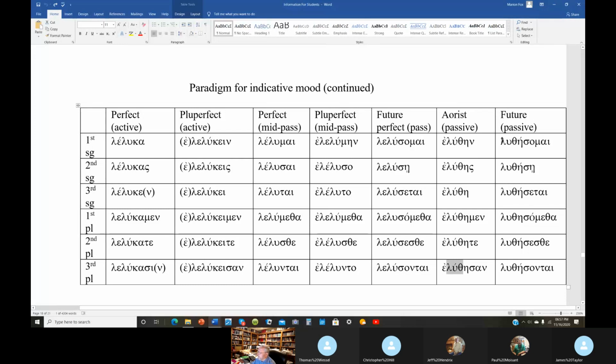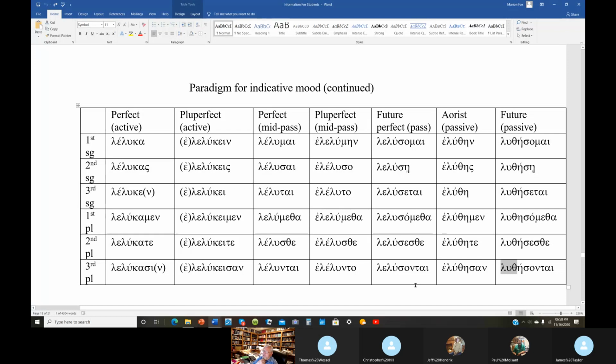All right, let's take our stem, lu. There's your stem. And so we have luso, that's future passive. And we take our stem, we have lusē, and take our stem, lusetai, take our stem and put lusometha, and we have lusesthe, and take our stem and put lusesthai, take our stem, lusontai. All right.